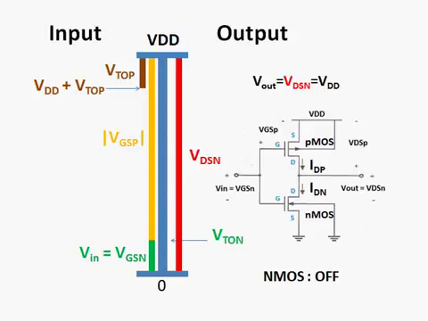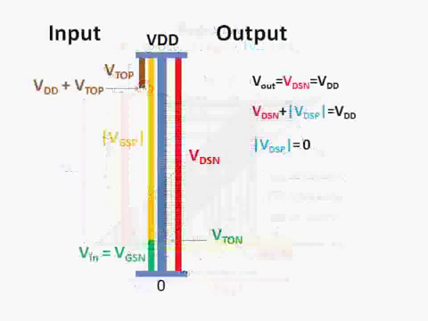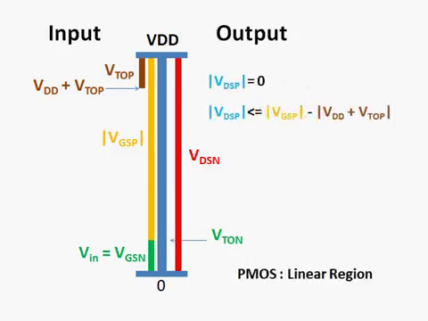If the inverter's output voltage is VDD, the drain source voltage of the NMOS transistor will be VDD as well. Based on the KVL analysis at the inverter's output, we know that the drain source voltage of the NMOS plus the drain source voltage of the PMOS will be equal to VDD. Since we know that the drain source voltage of the NMOS is equal to VDD, the drain source voltage of the PMOS will be equal to 0. Therefore, we can conclude that the PMOS is operating in the linear region.